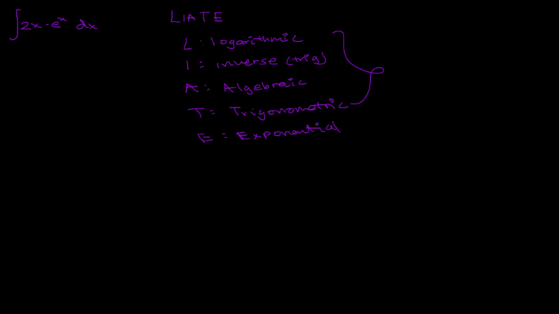Let's say we have a logarithmic function and an algebraic function being multiplied to each other, and we're taking the integral of that. If we want to do integration by parts, we have to differentiate the logarithmic function and take the integral of the algebraic function. In this case, we have to take the derivative of 2x because it's algebraic, and we have to take the integral of e to the x because it's exponential. So whatever comes on top in terms of ordering, that's what we have to differentiate.